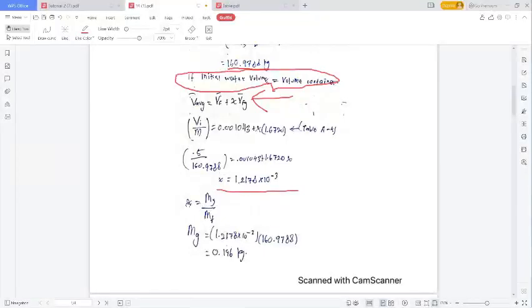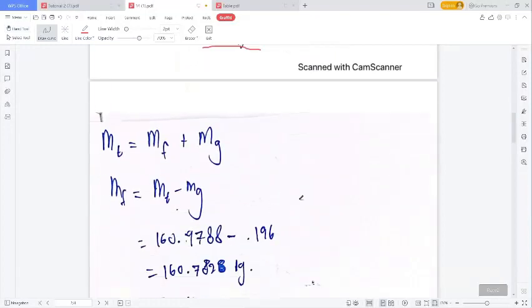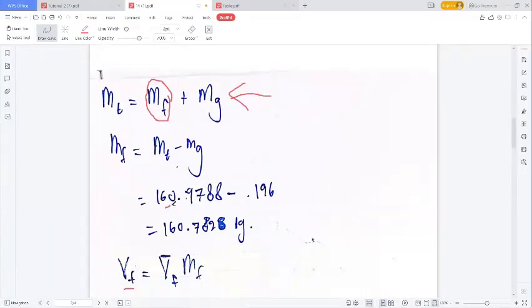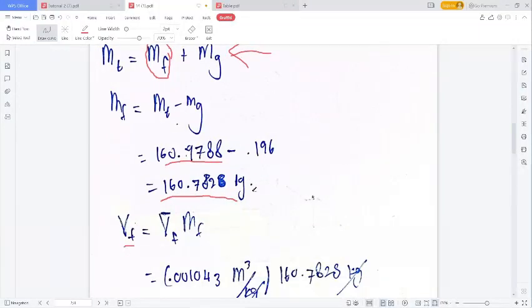will be 160.9788. You multiply it by the value of the quality, you will get mg equal to 0.196 kg. Then we're going to derive another equation. The total mass at the initial condition is equal to the mass of the water in the form of liquid plus the mass of the water in the form of gas. If I want to find the mass in the form of liquid, we need to subtract the mass in the form of gas from the total mass. So 160.9788 minus 0.196, we will get 160.7828 kg.